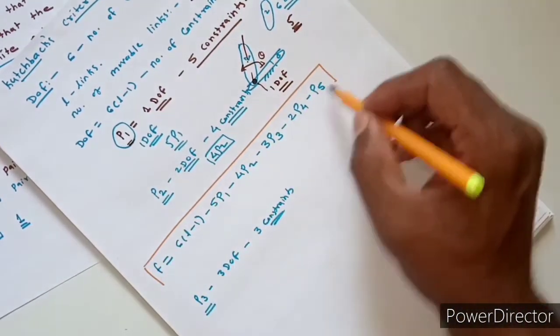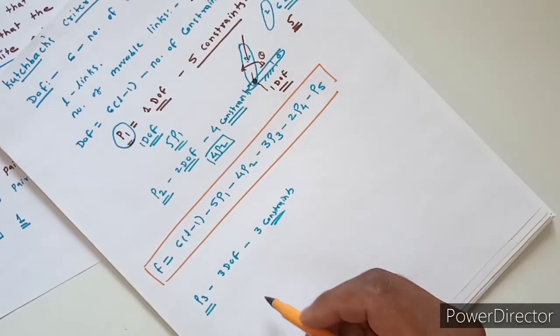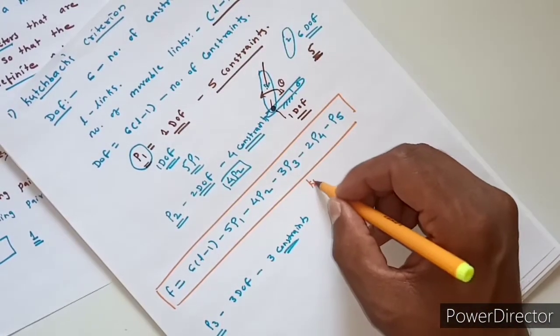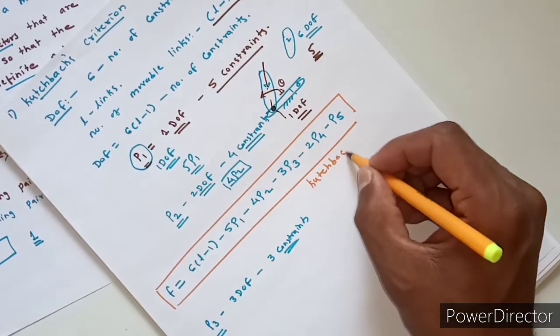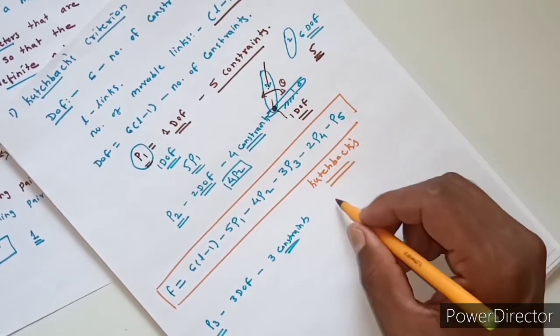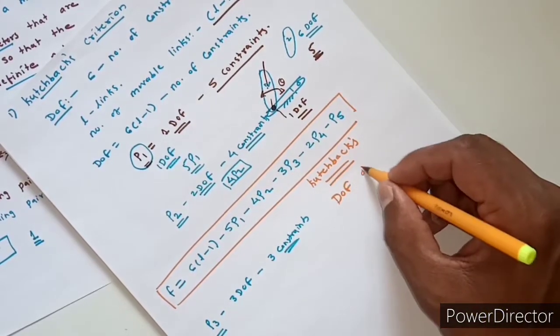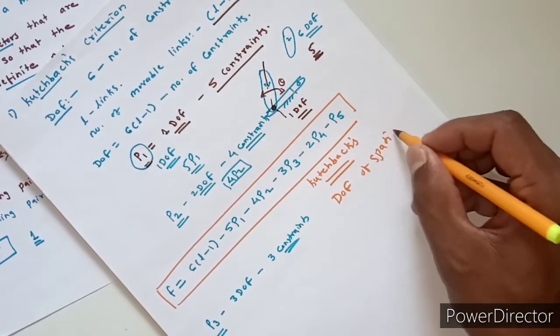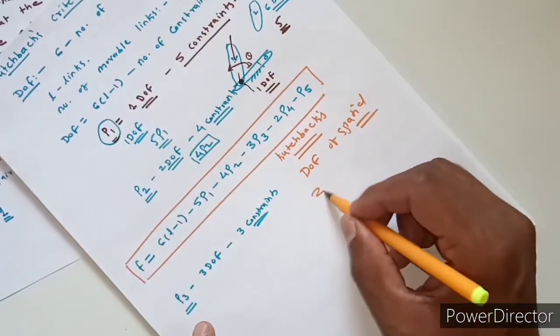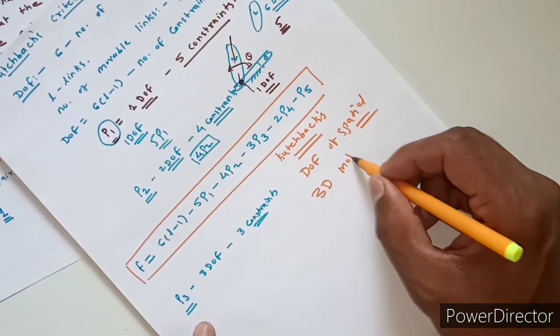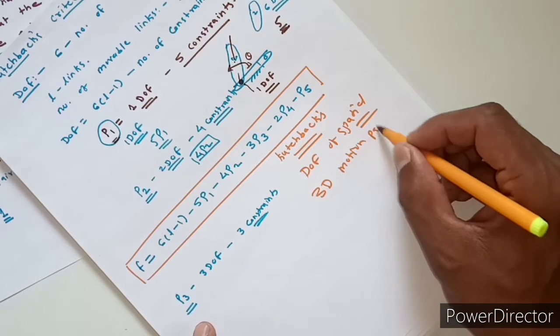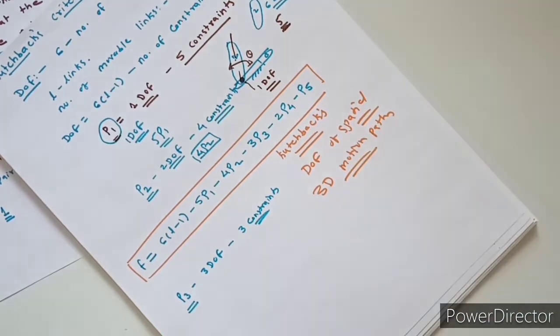This equation is called Sketchbox Criteria, and this is used to determine degrees of freedom of spatial mechanisms, means mechanisms having 3-dimensional motion paths.